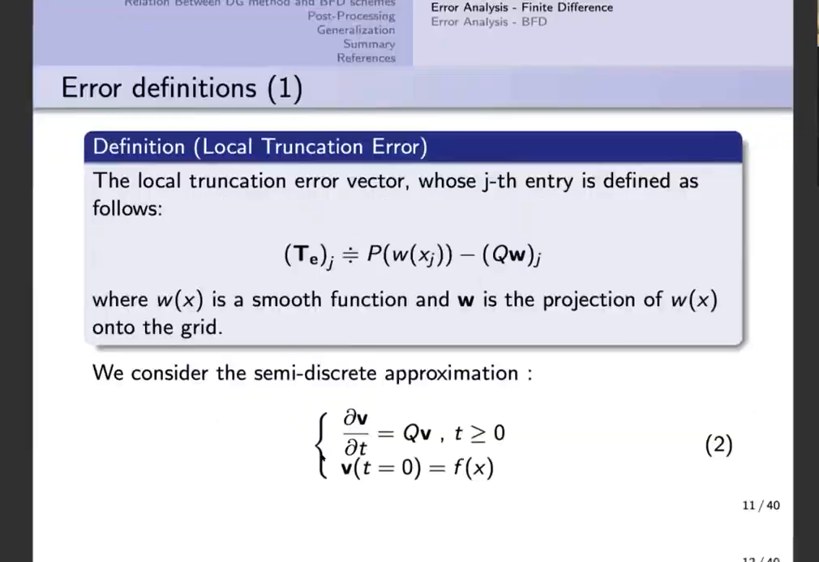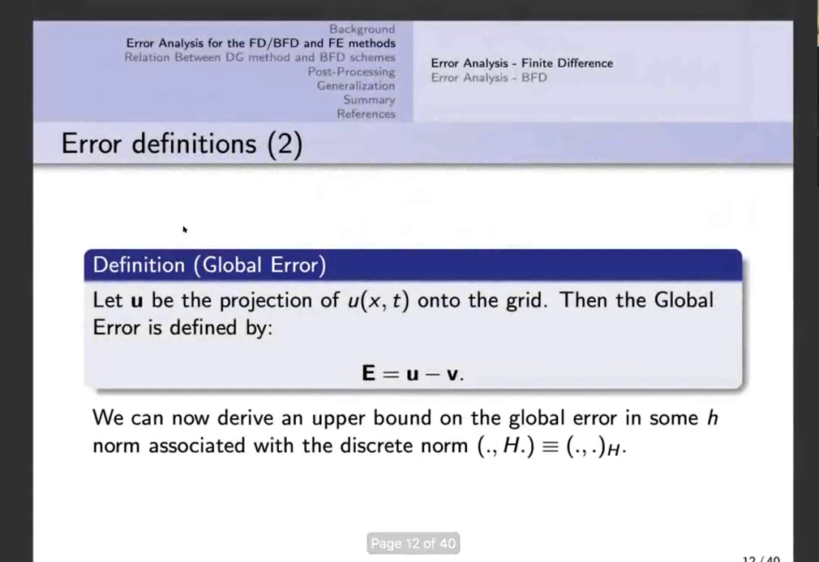And in order to pursue the error analysis, of course, the global error is defined as usual to be the difference vector between the exact solution and the approximate solution projected on the grid. So this is a finite difference global error, standard one.